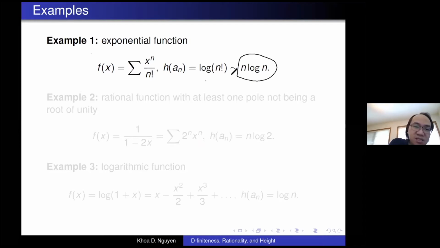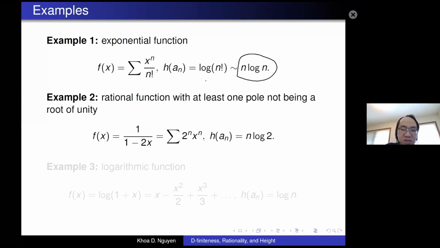Next, we can have a rational function with at least one pole not being a root of unity. For example, this function has a pole at 2, which is not a root of unity. When you expand this out, of course, it's sigma 2 to the n, x to the n, and the height is n log 2. So in this case, it's a linear function in n.